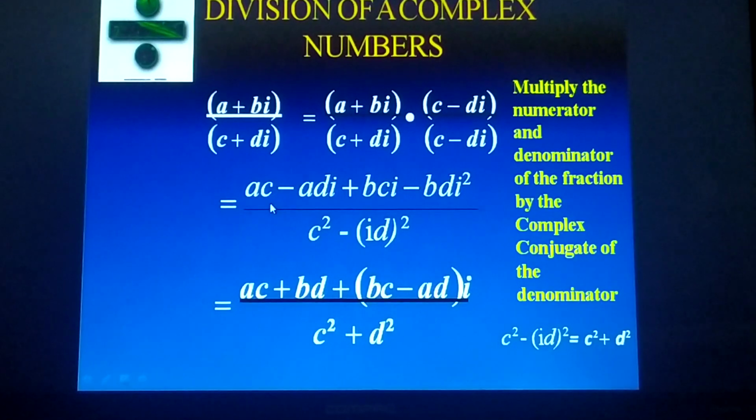So we add the real terms. Here i² is −1, so minus minus plus, so ac + bd. Then the imaginary numbers, i is common, so we write first bc − ad, i is common, divided by c² − (di)², which can be written as c² + d², so c² + d².